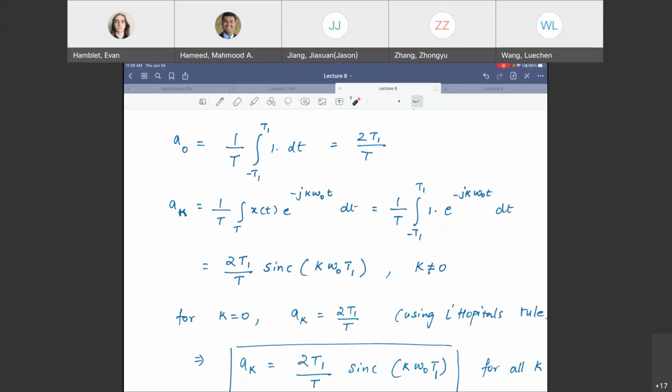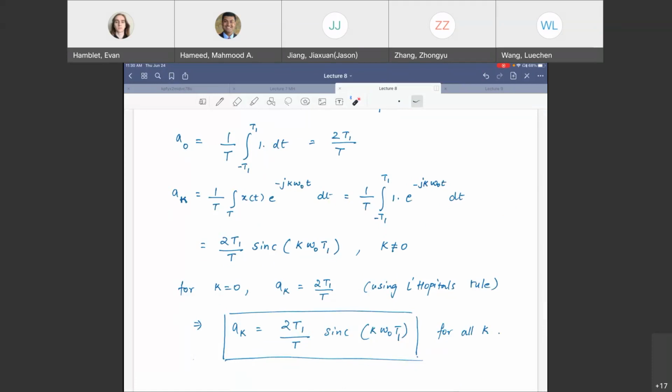In fact, when you try to look at it later on, you can actually combine them, right? So the general approach should be this. This is important, you guys. Some people miss this. Let's evaluate the DC term first, then evaluate a sub k. Later on, you see whether you can include a sub 0 in your a sub k or not. If you can't, express it in the bracket notation. If you can, then include it and say for all k.